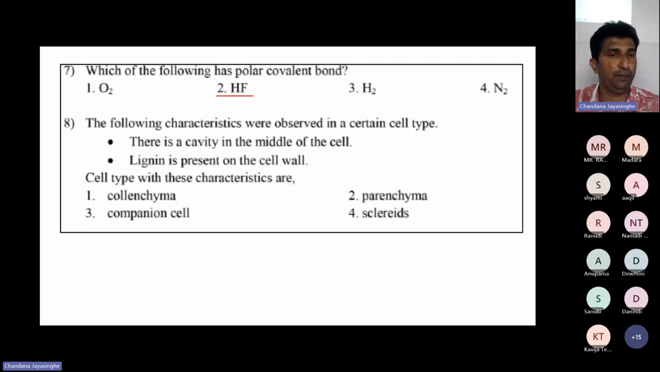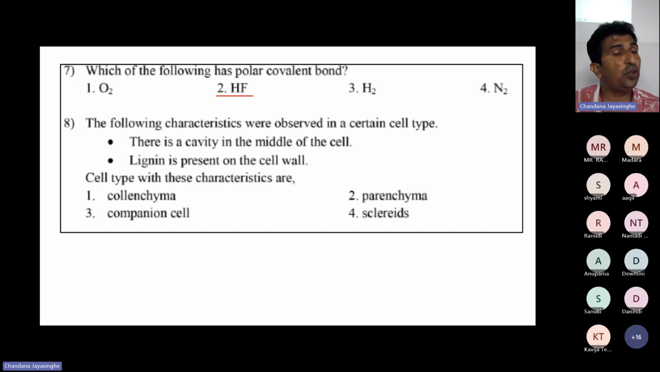I told you once, in the MCQ paper, the first 15 to 20 MCQs you can answer within a few seconds. Up to now, we discussed the MCQs very fast, so we can do the answer and save time for the rest of the questions. Now, as an example, let's go for question number 8.